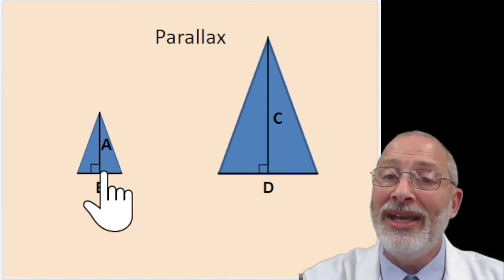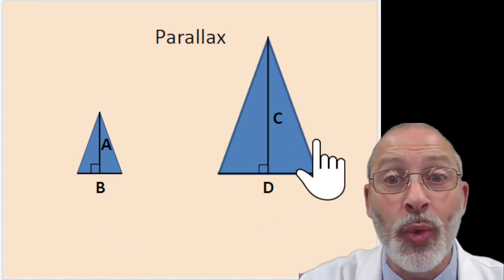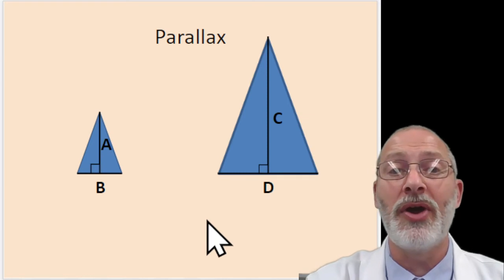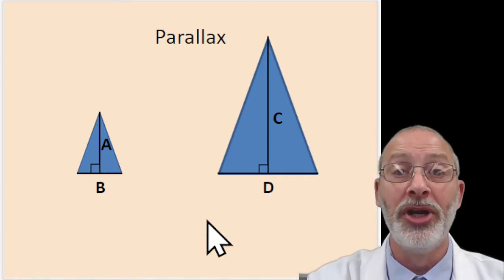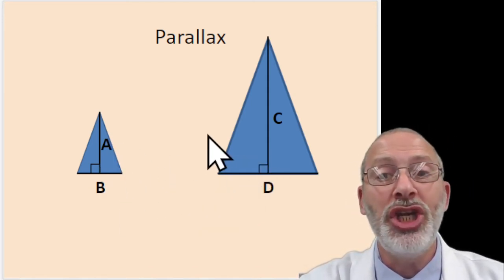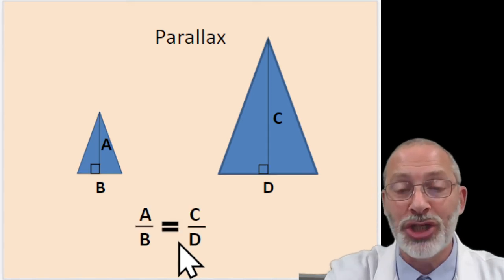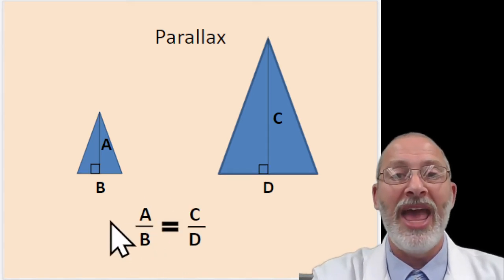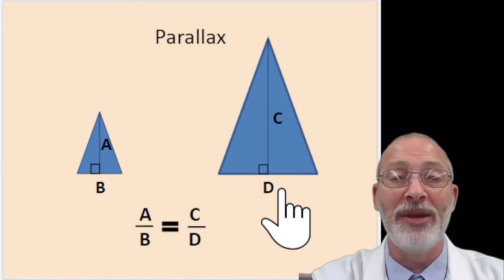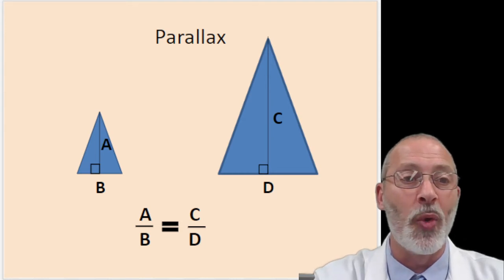The height of this triangle divided by the base of this triangle is actually equal to the height of this triangle divided by the base of this triangle, because these are proportional or similar triangles. Doesn't matter how small this triangle is or how big this triangle is, ratios are equal to one another. Using that geometric relationship, we've got this equation. A divided by B is always equal to C divided by D. And remember, no matter the size of these triangles, that equation is always true.